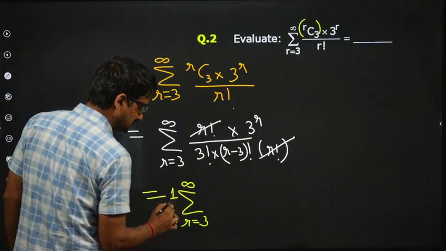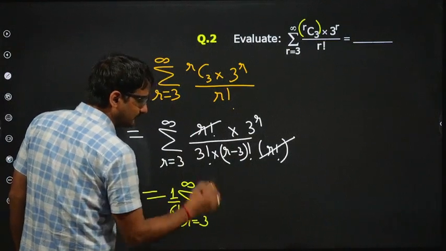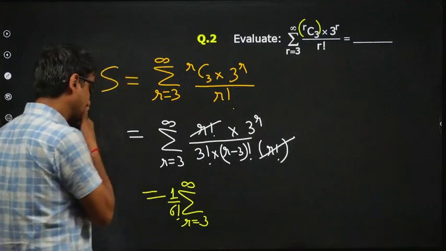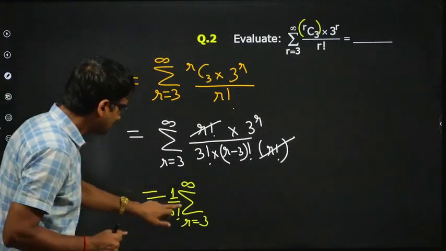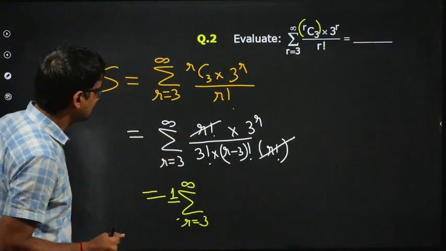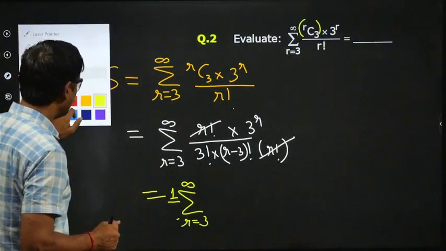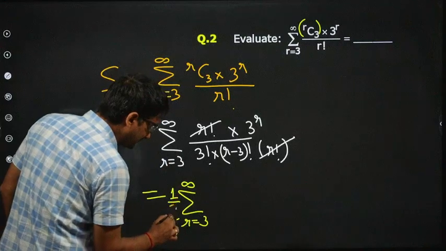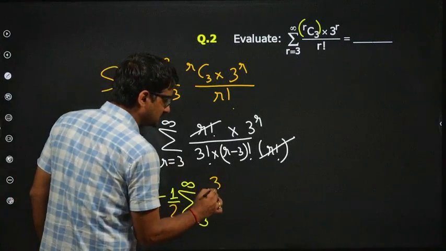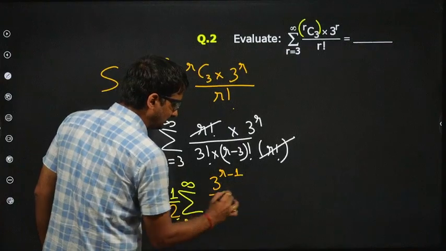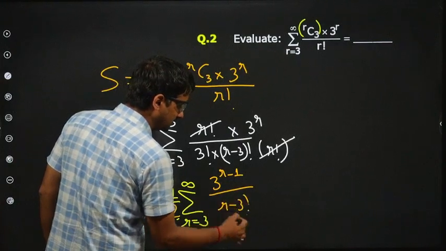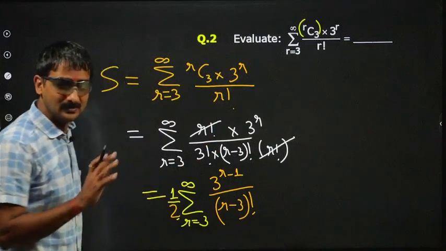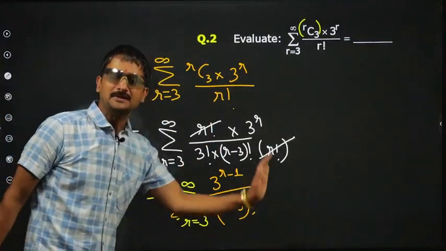So now if you look at it, if I write 3 factorial, it will be 1 by 6. But why should I write 1 by 6? I can cancel out 3 here, so it will be 1 by 2, into 3 raised to the power R minus 1 over (R minus 3) factorial. Clear?